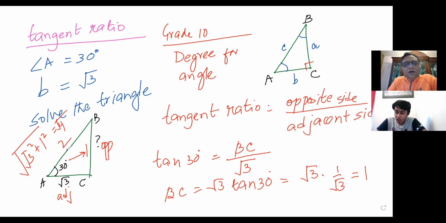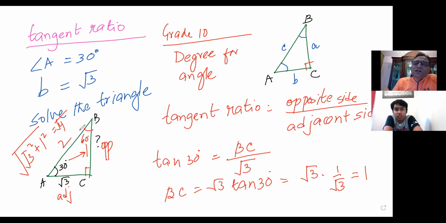And now you also know that this triangle has a right angle at C, correct? Yes, sir. Since we know this is 30 degrees, the other angle has to be 60 degrees, correct? Yeah. So we have solved the triangle completely. When I say solve a triangle, it really means find the 3 sides and find the 3 angles. Is that clear to you?